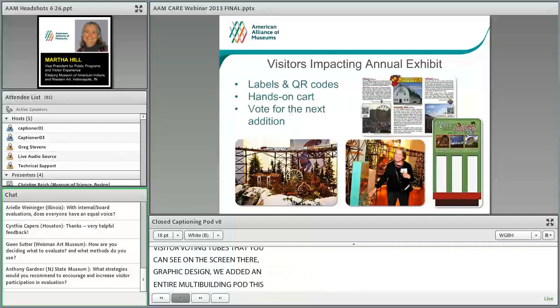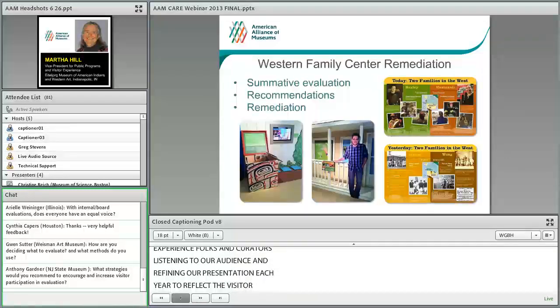And then through the use of visitor voting tubes that you can see on the screen there, graphic design, we added an entire multi-building pod this past year, which was the Indiana State Fair. The changes to Jingle Rails each year are definitely a result of a project team composed of educators, designers, visitor experience folks, and curators listening to our audience and refining our presentation each year to reflect the visitor comments, suggestions, and their interests.